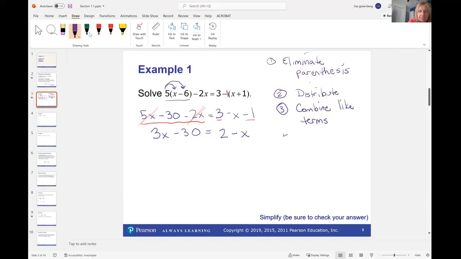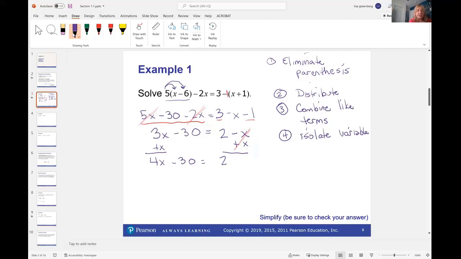Now I want to get all my variables on the same side, and everything else on the other side. I'm going to isolate my variable. Whatever I do to one side, I have to do to the other side. Here I'm going to get my x's to the left-hand side. So I leave the 3x there, but I'm going to add x to both sides. So I get 4x minus 30 is equal to 2, and minus x plus x cancel. That's why I added x, so that I could get rid of that x on the right-hand side.